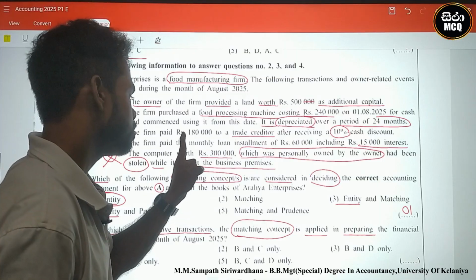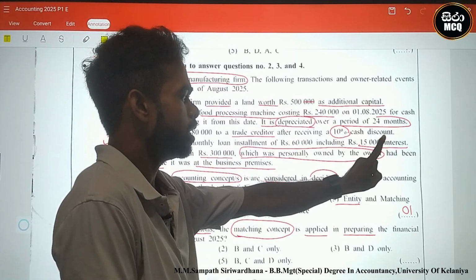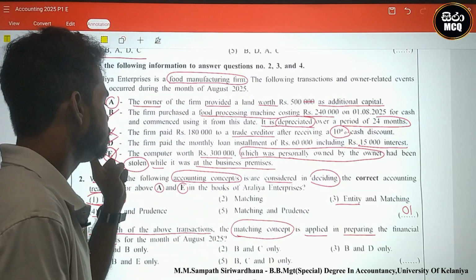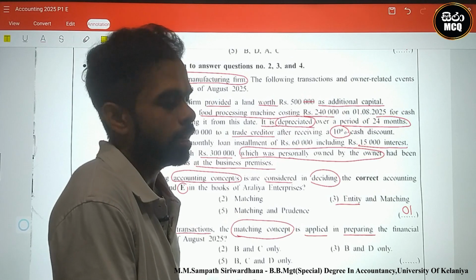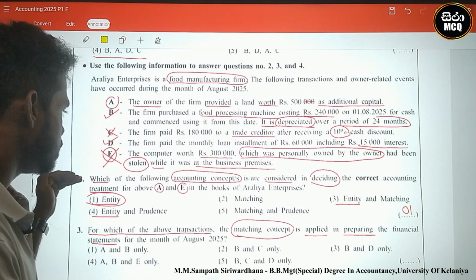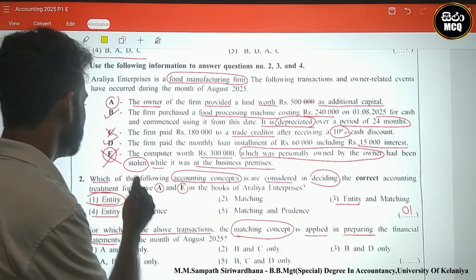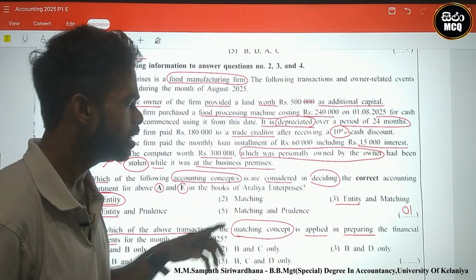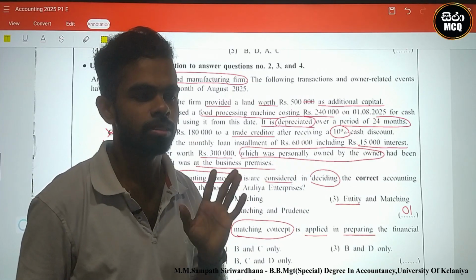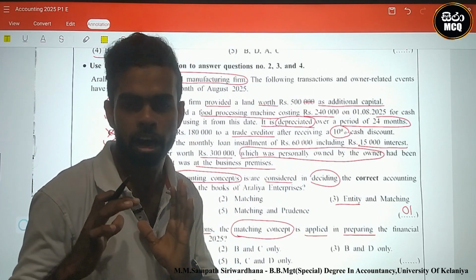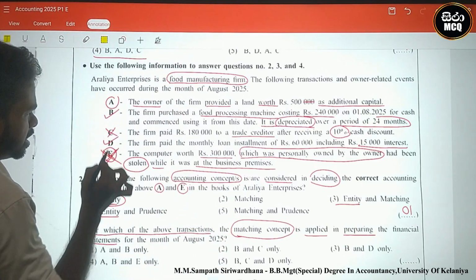The computer worth 300,000, which was personally owned by the owner, had been stolen while it was at the business premises. In question number 2, we clearly identified that this transaction is not a business transaction. Why? This computer is personally owned by the owner. It is not an asset of our business. Therefore, this is not a related transaction.